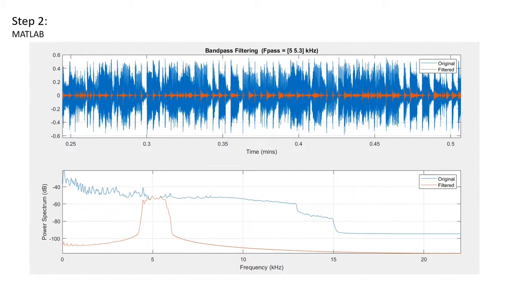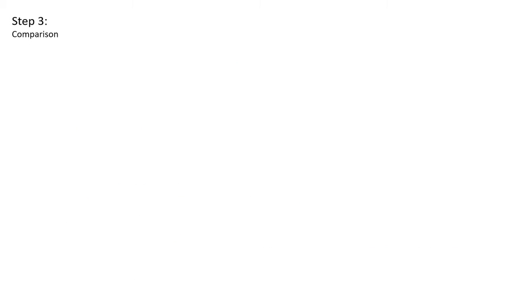I then used another bandpass filter on the original signal with a passband of 5 to 5.3 kHz for the high frequency percussion. Here's a small sample of the original song.